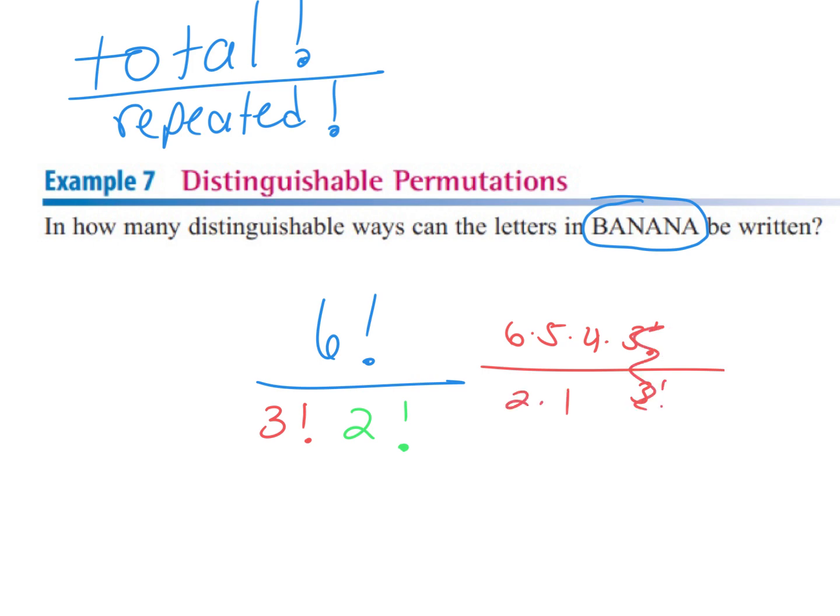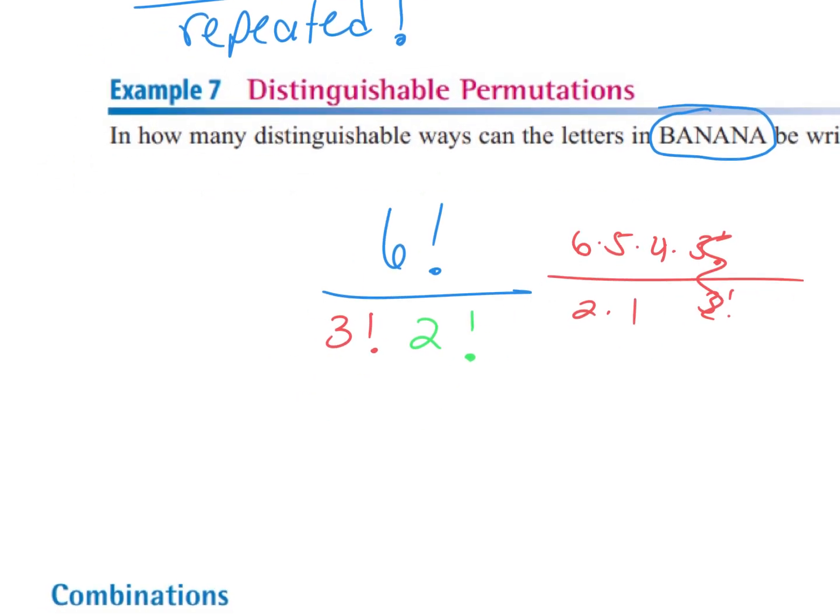But you can do this in your calculator. You can hit 6 and the factorial button, and then divided by, and then you have to put 3 factorial times 2 factorial in parentheses. Again, if you don't have a calculator or you're not sure how to do it, we can look at it in a second. But it would be 6 factorial divided by, and then in parentheses, 3 factorial times 2 factorial.